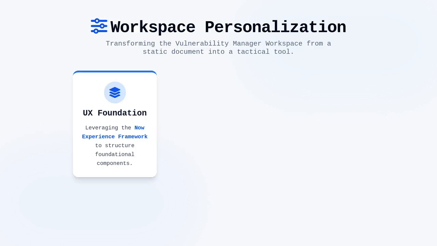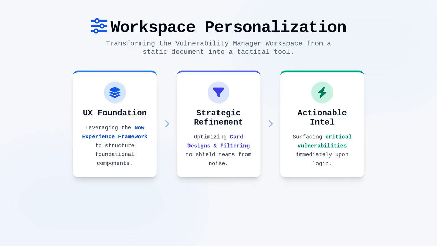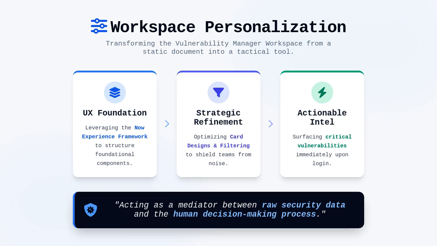By leveraging the underlying Now Experience framework, we can refine the card designs to prioritize critical vulnerabilities while shielding teams from excessive noise. This requires a disciplined approach to filtering frameworks and list component adjustments, ensuring that the interface remains a tactical tool rather than a static document. Every modification effectively acts as a mediator between raw security data and the human decision-making process.